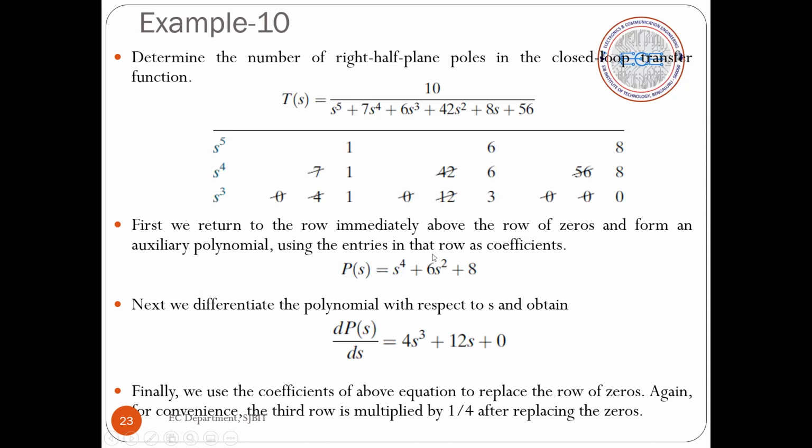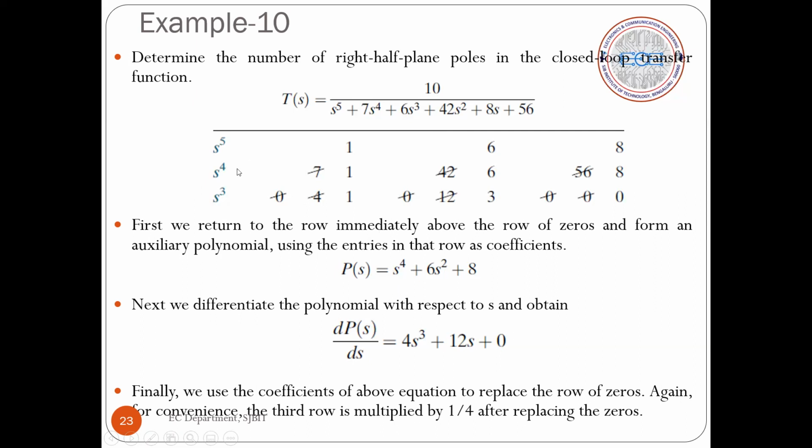the entries in the row as coefficients. Since the s power 3 row has become 0, 0, 0, what I did is go one row previous to that and construct a polynomial. I call this an auxiliary equation. So P of S is an auxiliary equation constructed going back one step.